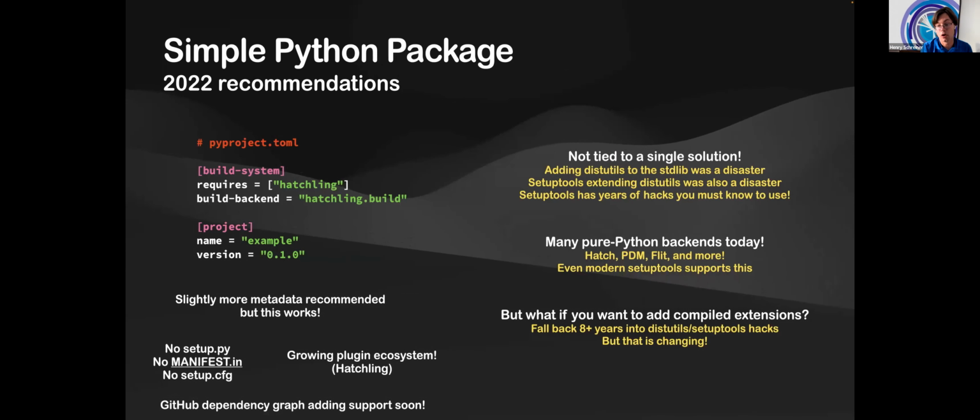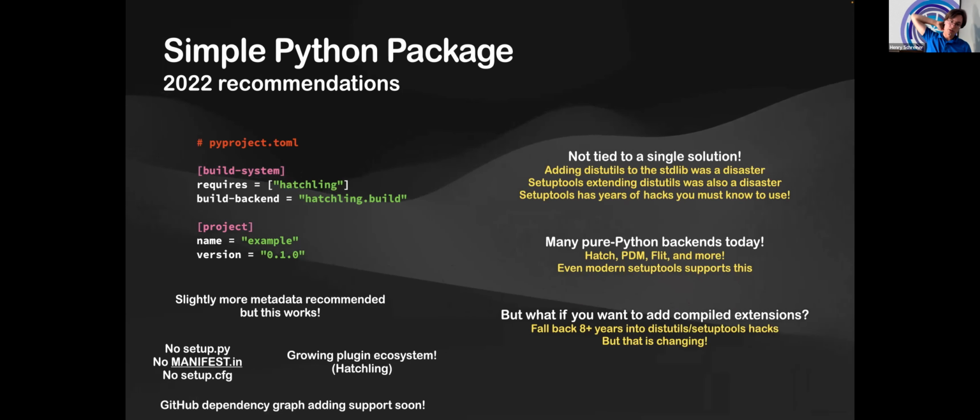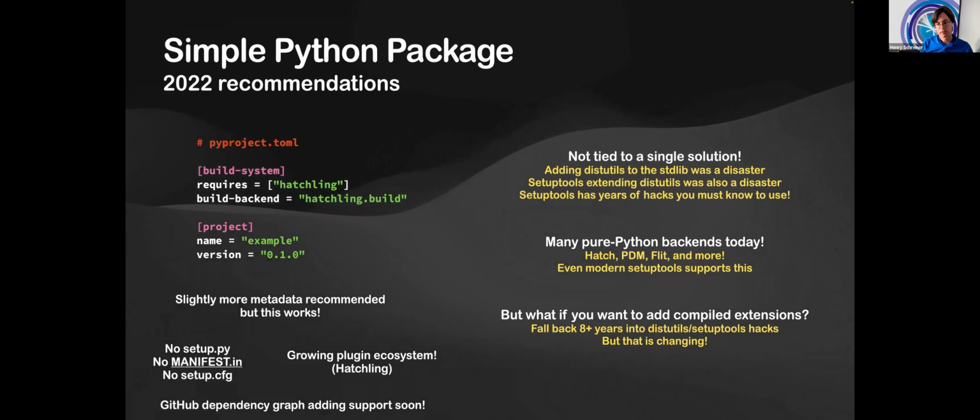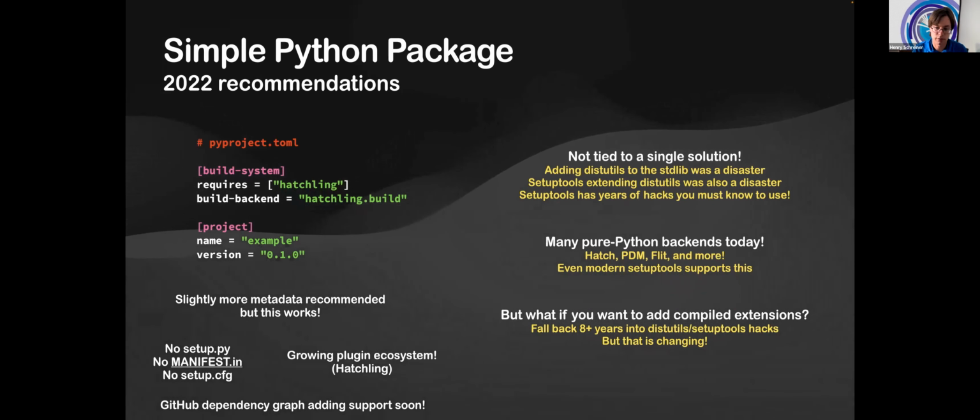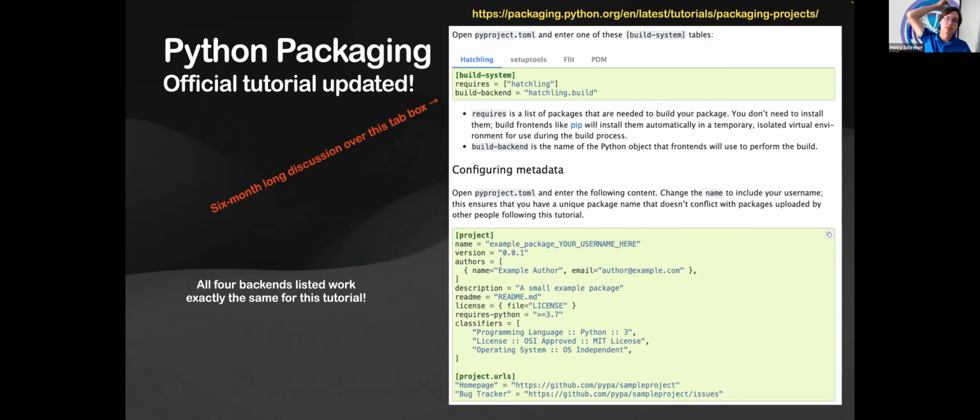Things have been moving over, especially to Hatchling. Hatchling joined the Python Packaging Authority a few months ago, and it's been getting plugins. FastAPI just moved over, I think, yesterday. Lots of things have been moving to this, and it's really, really nice. But if you want binary extensions, currently you still kind of have to fall back into this old setuptools, distutils mess, and that is changing.